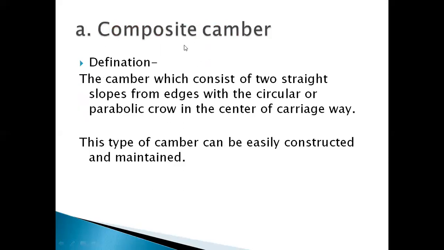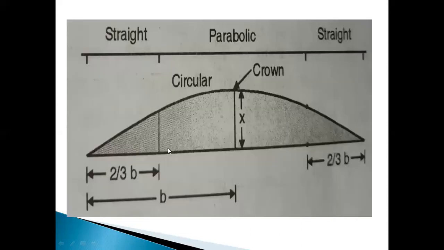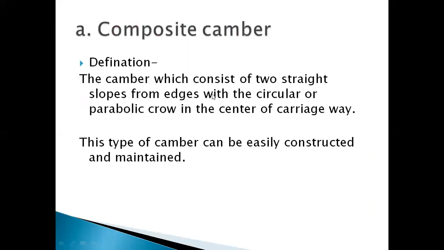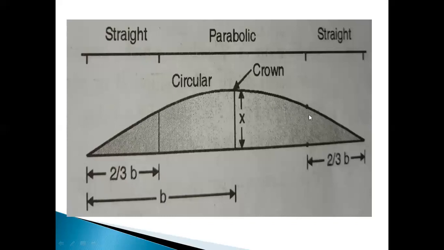In that, the first is the composite camber. Composite means it consists of two straight slopes, hence it is called a composite camber. From the edges, it has two straight slopes up to 2/3 distance, and at the center there is a circular or parabolic crown of the carriageway.